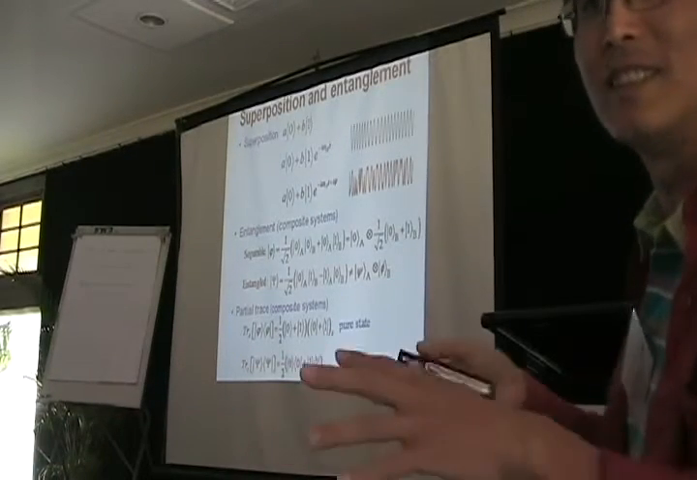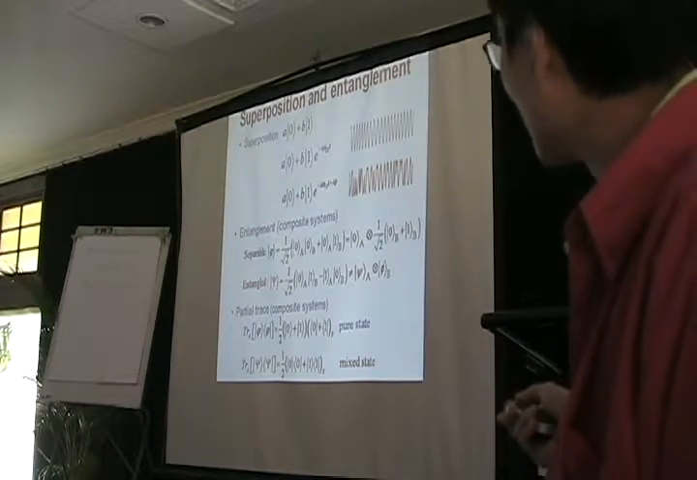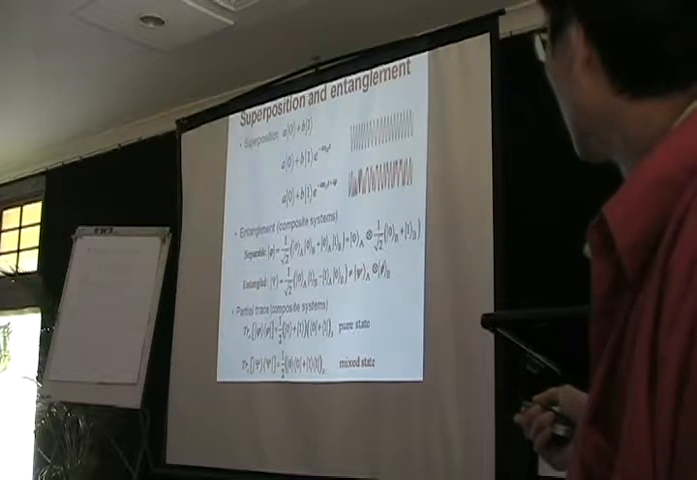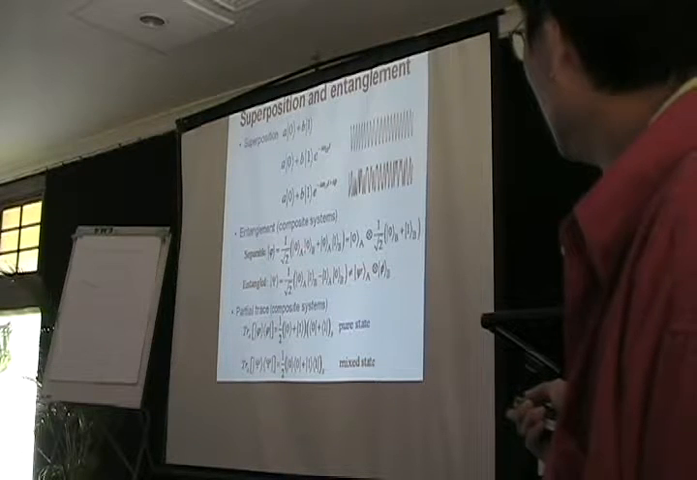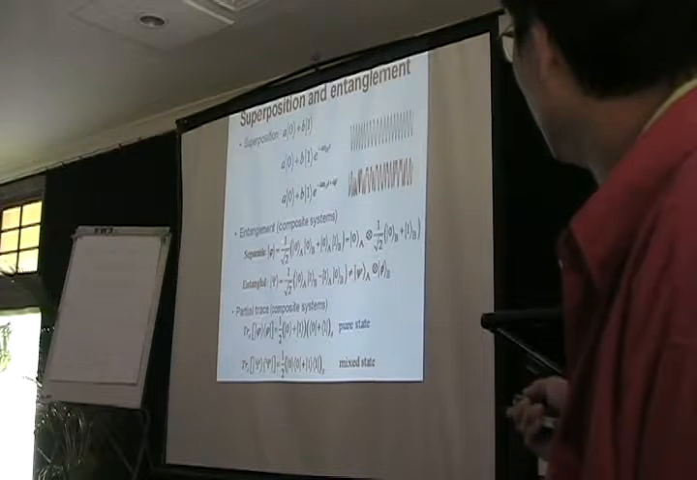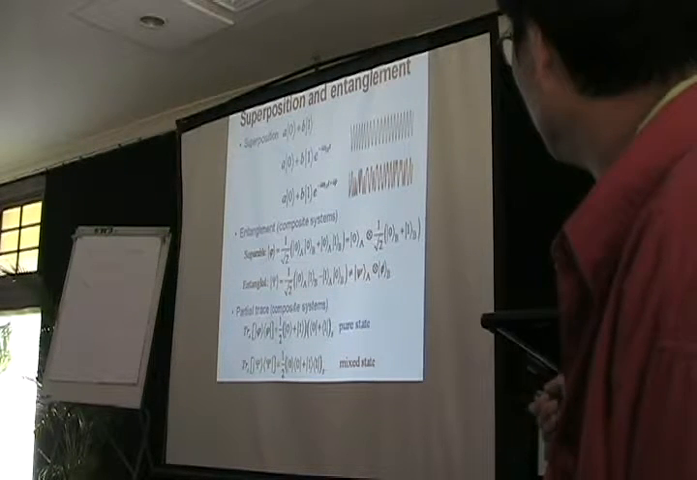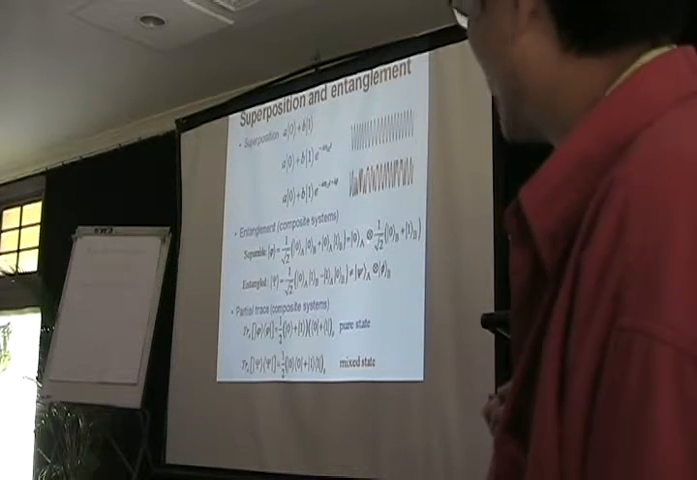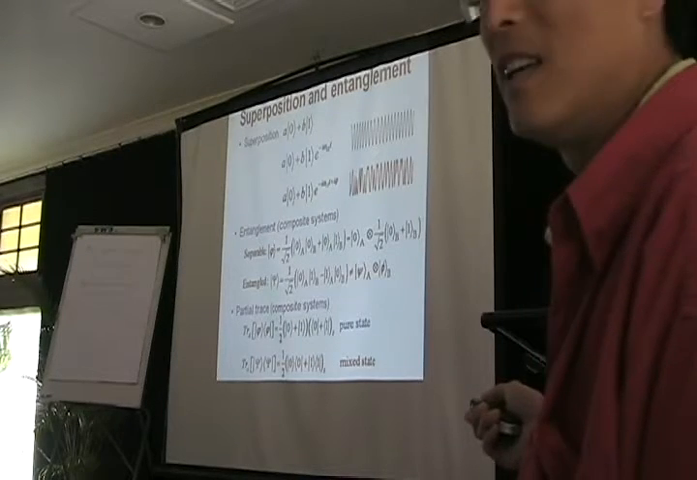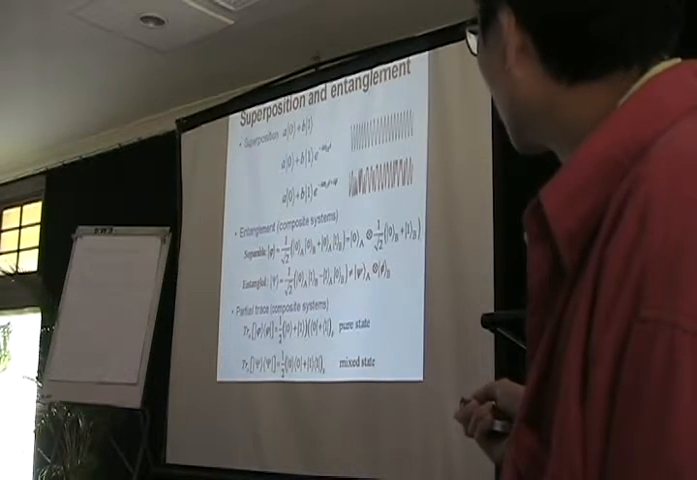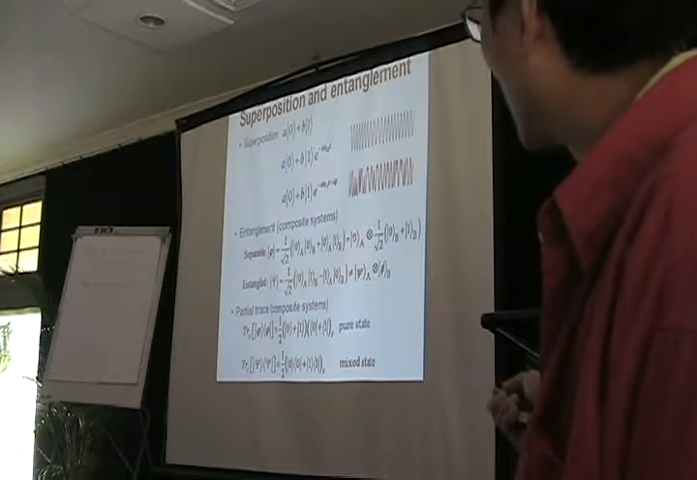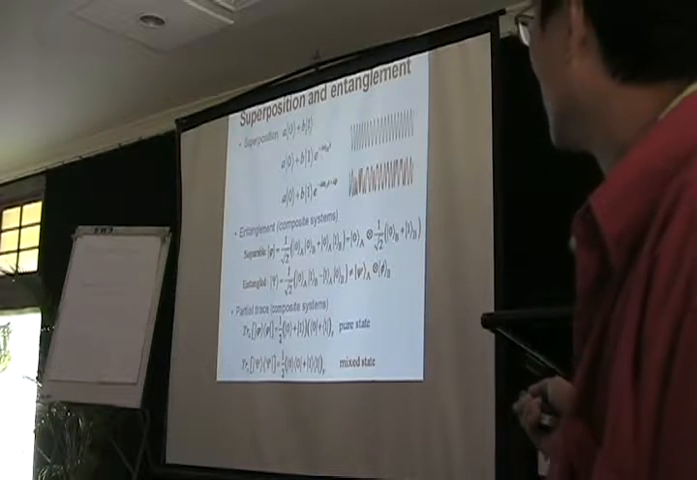subsystems of a composite system. For example, I have a composite system consisting of A and B. Say A is in the 0 state. In this case, I can rewrite this as a tensor product of A in the 0 state and B in this superposition state. When I can write A in some state and B in some state, I define this as a separable state. That means I can tell you the A particle is in some state and the B particle is in another state.